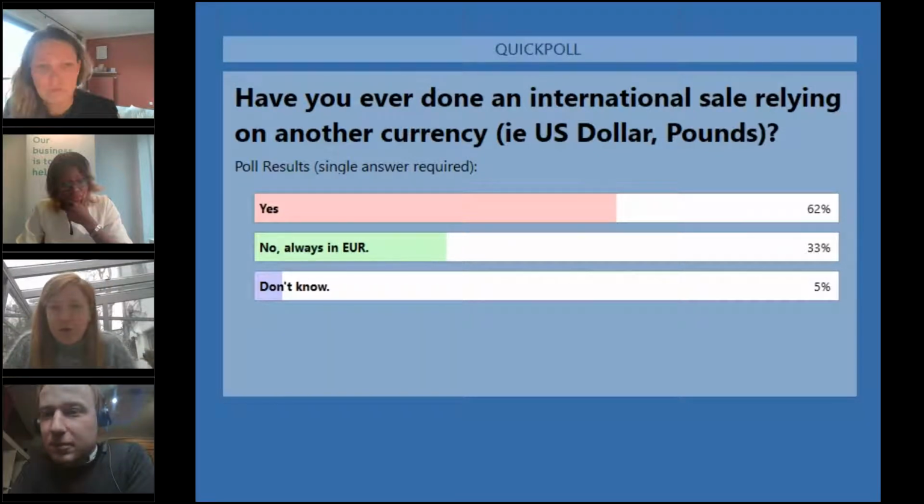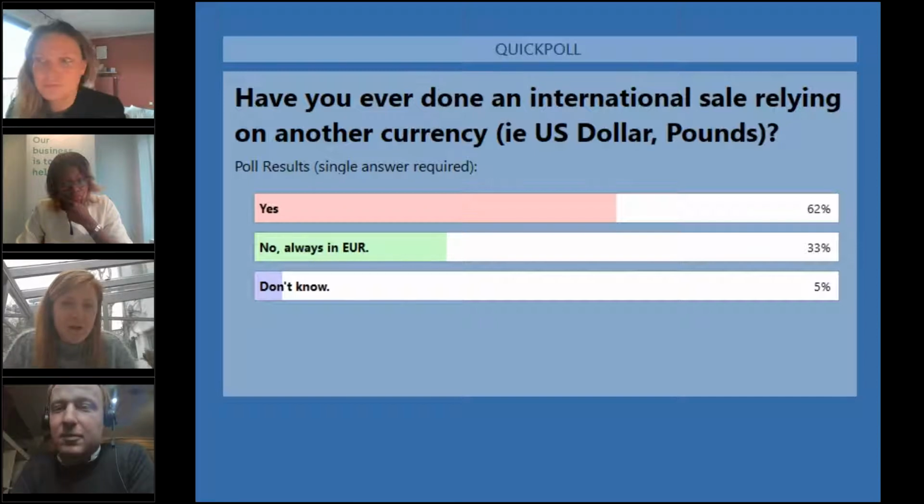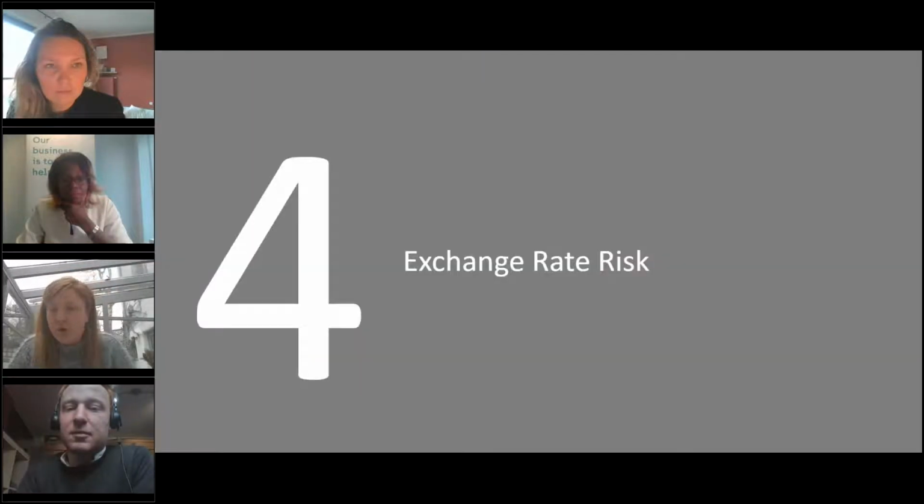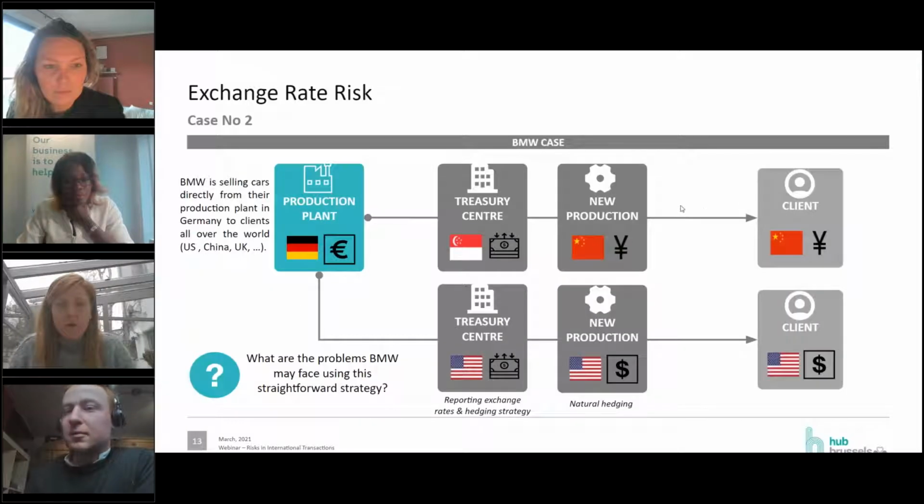So the predominant answer is yes. International transactions in another currency are potentially subject to exchange rate risk, which is the risk of fluctuation. So maybe Jean-Guillaume, we can go to the next slide.